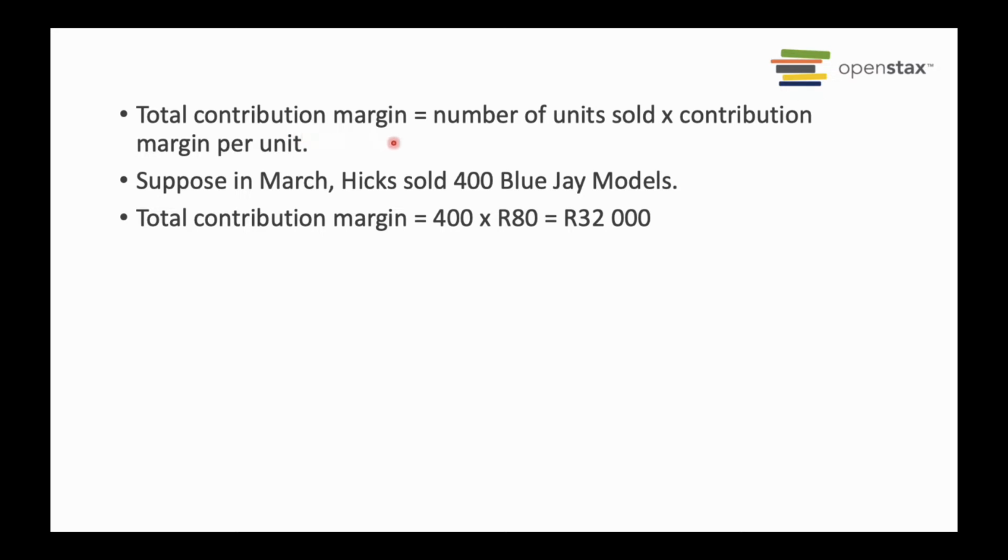Total contribution margin is equal to number of units sold times contribution margin per unit. Suppose in March Hicks sold 400 Blue Jay models. So total contribution margin is equal to 400 units times 80 Rand per unit equal to 32,000 Rand.